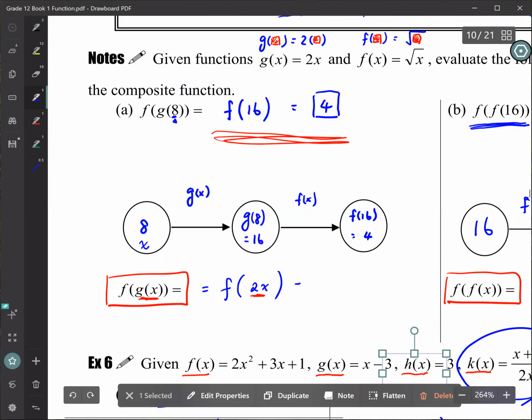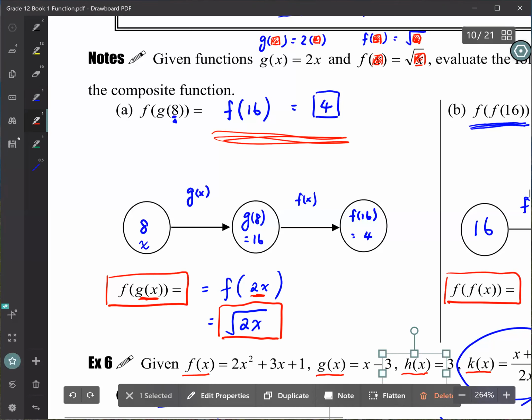And then the next part, I'm gonna show it on the next line. So 2x will be your new input. So you will put it into the square root. So this part is the box, right? So f of 2x means the 2x is going to replace the red box. So it will look like square root of 2x. So that will be your final answer.